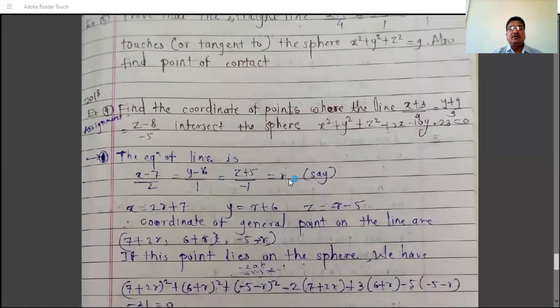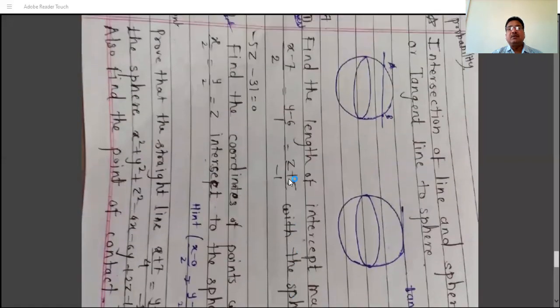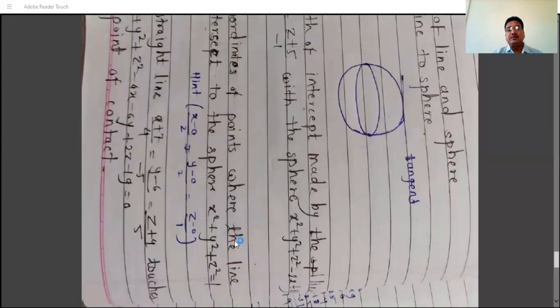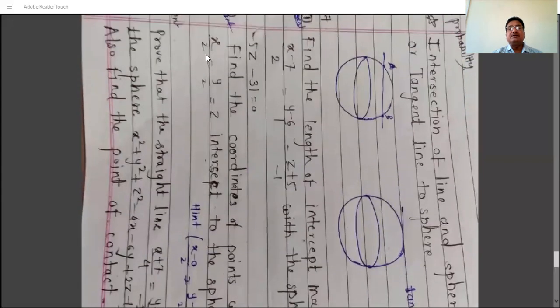I think the question is different. Question number 1. So this is the question: find the coordinates of the points where the line intersects the sphere.